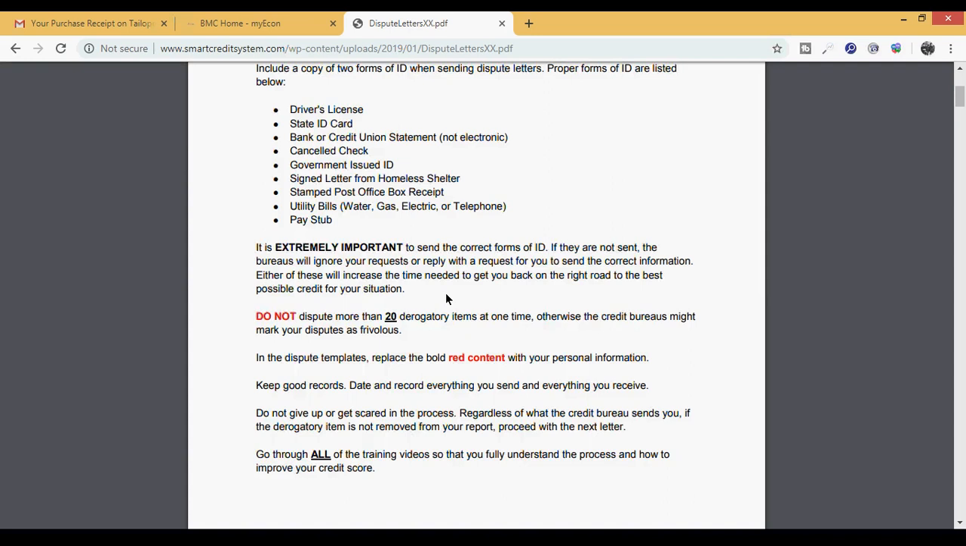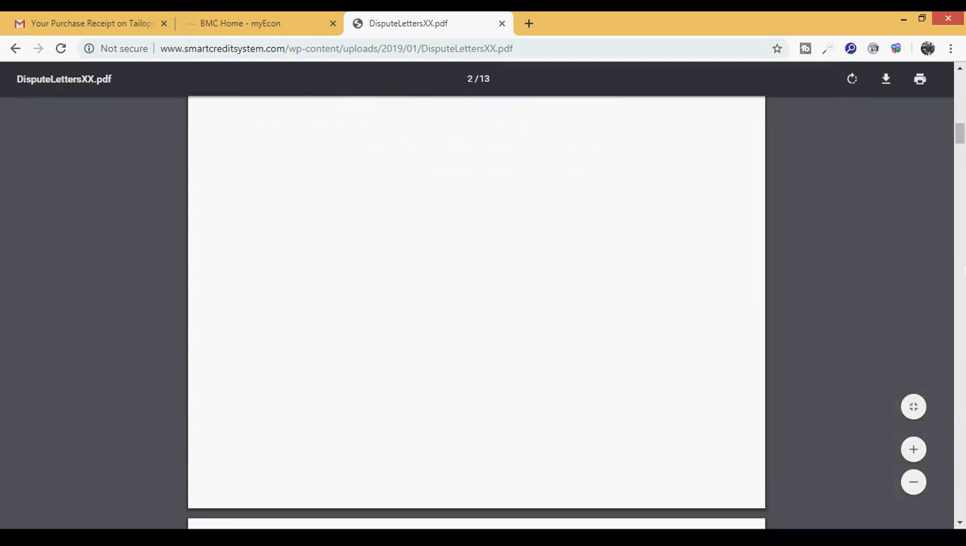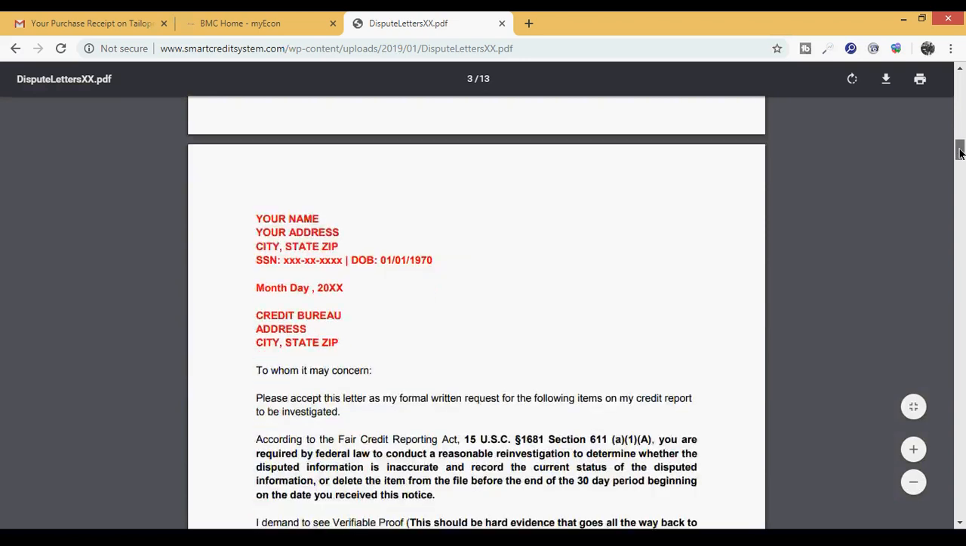We're making this super cookie cutter. In the dispute templates, you want to replace the bold red content with your personal information. Nothing should still be red when you get ready to print and mail these letters off, okay? You're going to exchange your information out to what you see in red, okay?